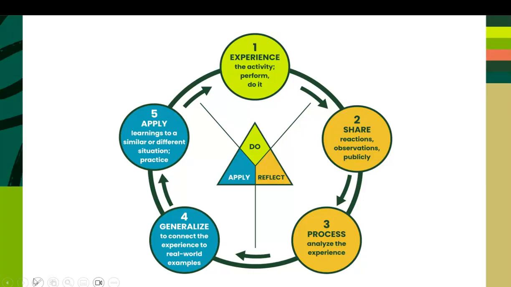We can break the experiential learning cycle into three main phases. First, you actually need to do some sort of activity. This is the hands-on or experience portion. Second, you need to reflect on what happened during the activity. This can include things like sharing reactions and observations with others and analyzing and processing the experience. Finally, you need to apply what you learned from the activity. This is where you can take what you learned and connect it to real-world experiences and use it outside of the learning setting. So, what does experiential learning actually look like in practice?